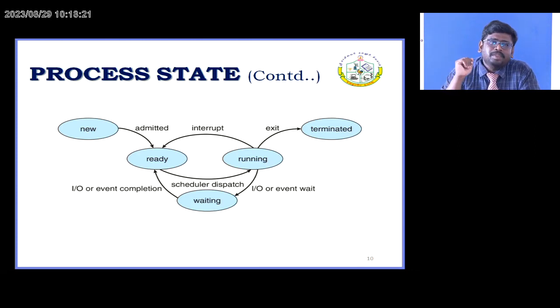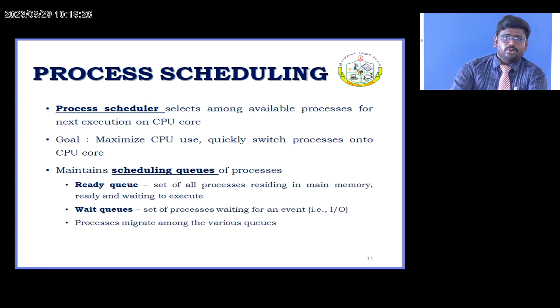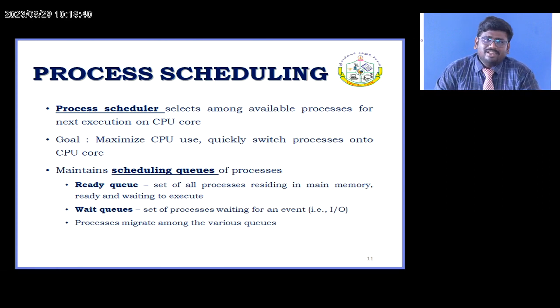So these are the various states of a process. Then process scheduling. In process scheduling, usually the main objective is to utilize the CPU to the maximum. This is the main objective of CPU scheduling. So what are the elements involved? Usually the process scheduler. What it does is usually pick the available process for execution.